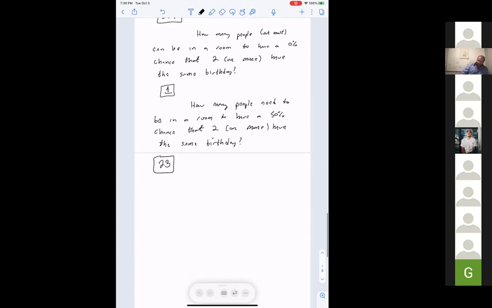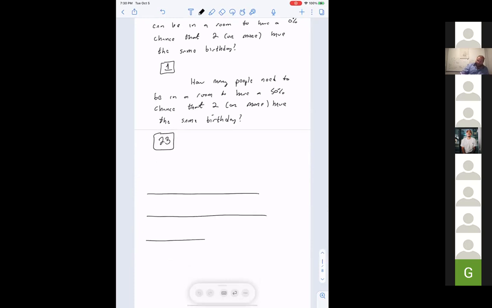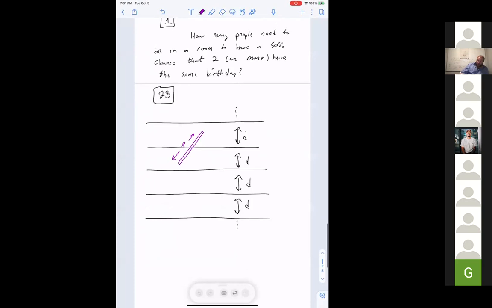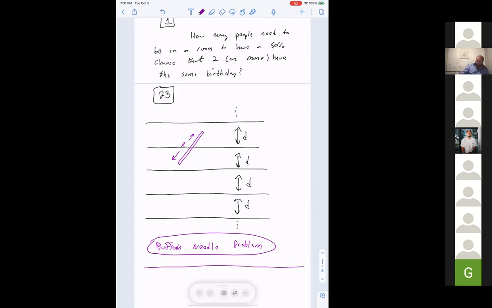One of my favorites is a question. If you have a lined paper with infinitely many lines, all a distance d apart from each other, and you take a needle of length L and you randomly drop the needle on the paper, what is the probability that the needle does not touch one of the lines? This is called Buffon's needle problem. With just some basic laws of probability and some calculus, you can actually come up with an answer for this. Some really great stuff in probability, a lot of fun.